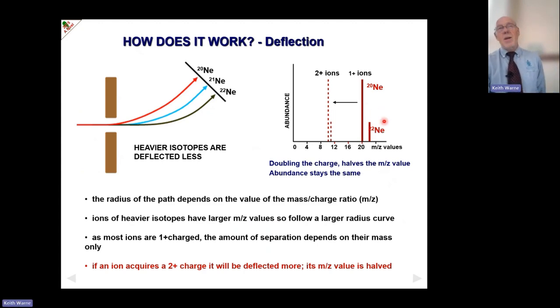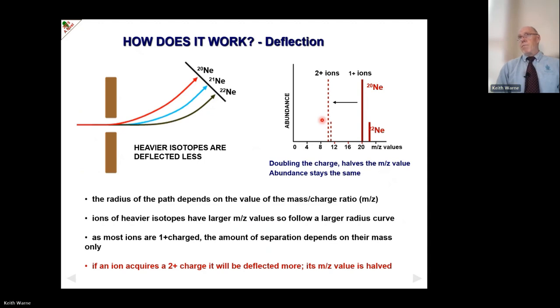But if they had picked up a 2+ charge, you'd get exactly the same ratios, but it would just be at half the m/z value. And if you get a peak at half the m/z value, you know that's because you had some 2+ ions. But we just ignore those.